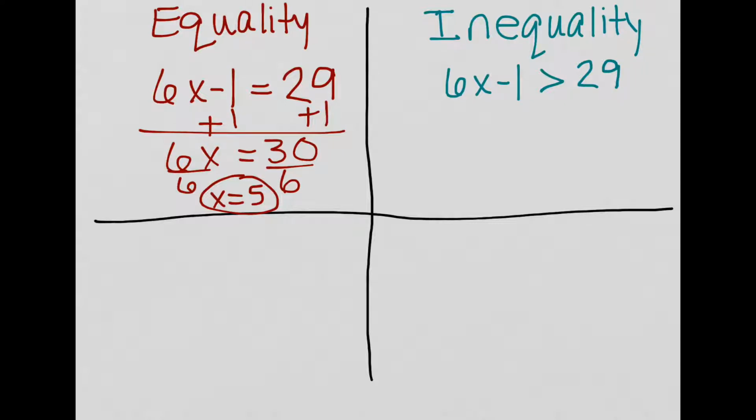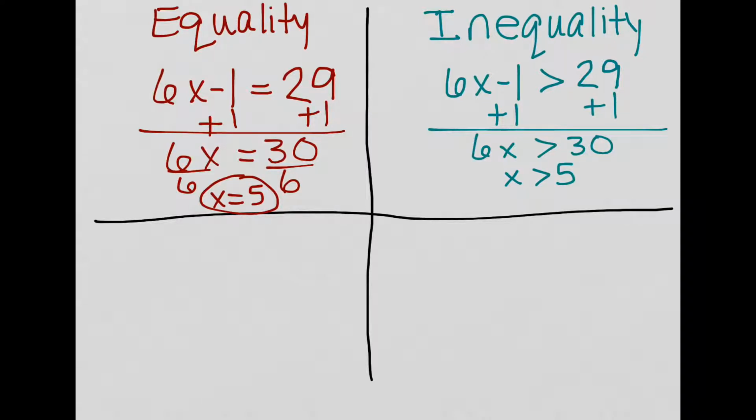We know that there is one number that will work when you plug it in for x into this equation. 6 times 5 is 30, and 30 minus 1 is 29. This equality has one solution, just one number. Now, look at the inequality. All the numbers are the same. The variables are the same, 6x minus 1. But instead of being equal to 29, it's greater than 29. So if we were to solve this inequality, we could do the exact same steps. We would get that 6x is now greater than 30, and divide both sides by 6. We would get that x is greater than 5.